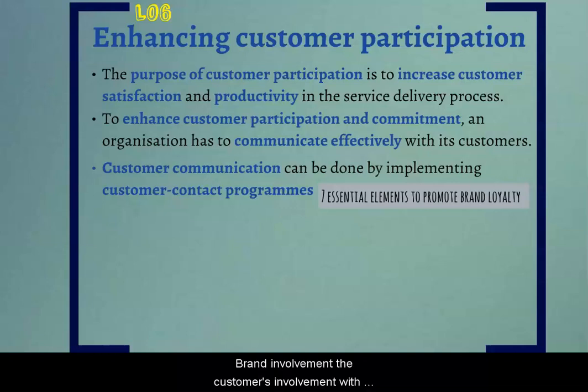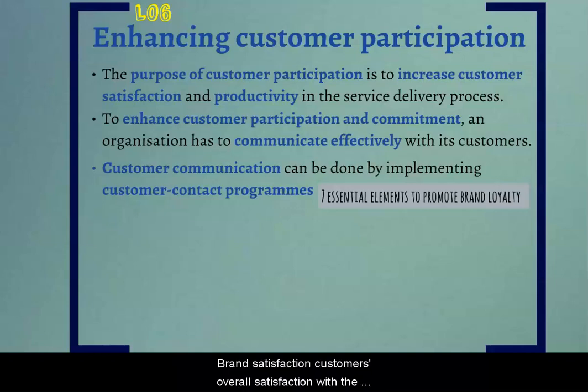And then brand involvement. The customer's involvement with the service and how important it is to them will determine their brand involvement. As indicated above, the more customers participate in the service process, the more likely it is that they will promote the brand and become brand loyal. A fifth one is brand decision involvement. The decision to use a service brand is important and matters to a number of consumers.